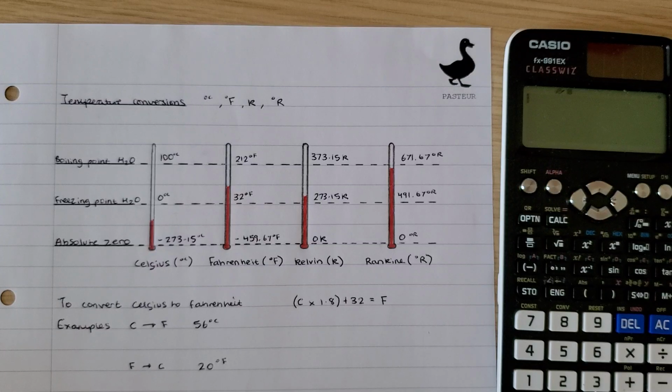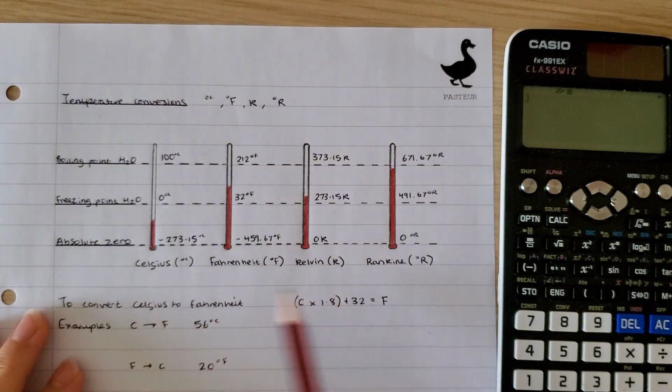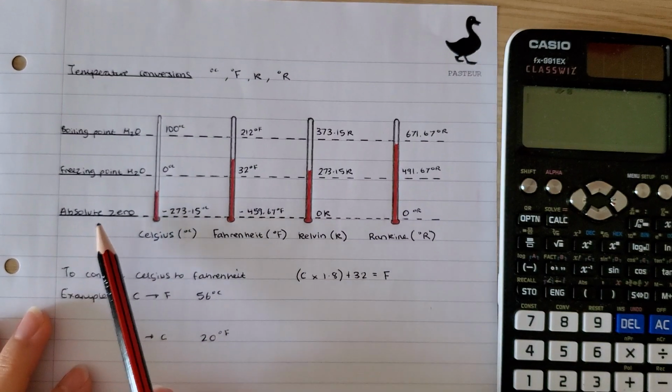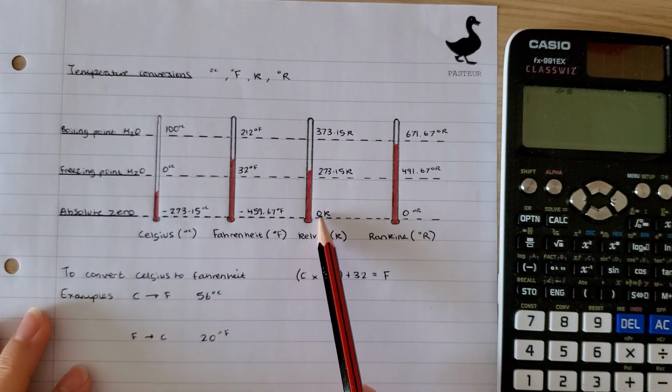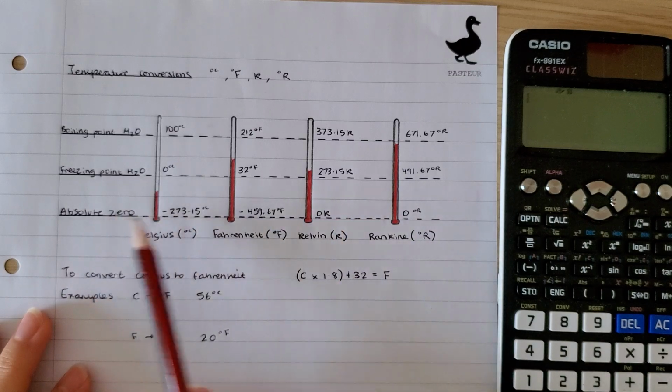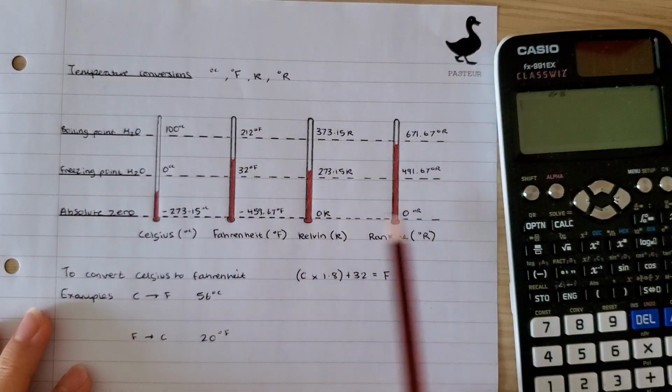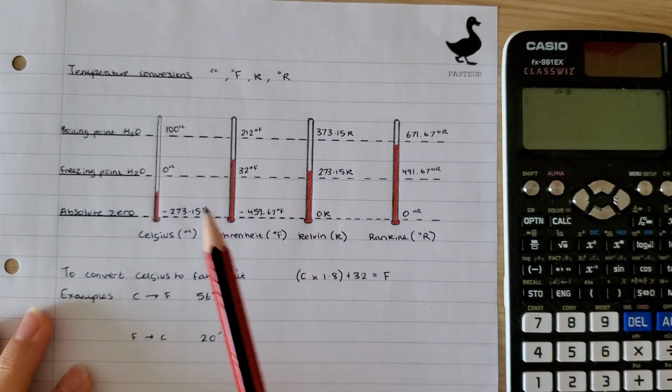Video we're going to go over temperature conversions. So the four we're going to focus on are Celsius, Fahrenheit, Kelvin and Rankine. So this is just a schematic diagram relating them all. So Kelvin, as you can see, 0 is where it's absolute 0, and you can tell from the rest of this diagram.